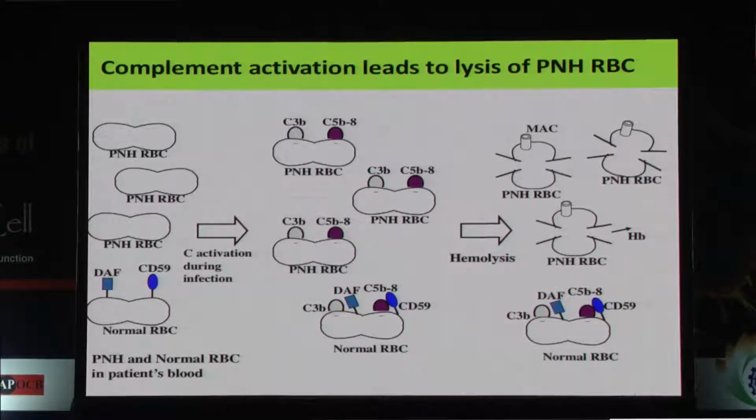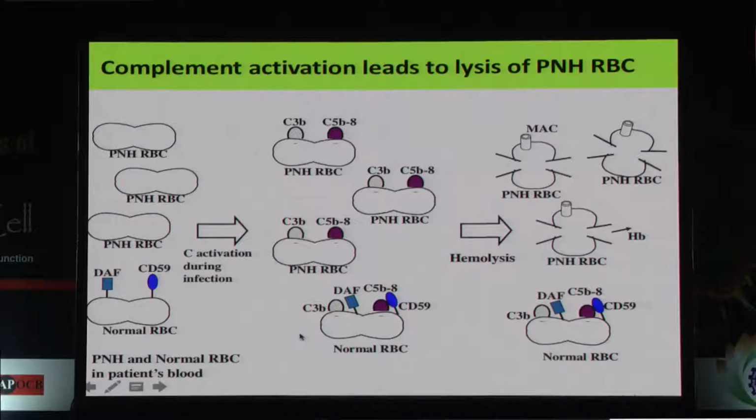And this illustrates how intravascular hemolysis occurs. See, the patient's blood is a mosaic. They have the normal cell population and the GPI-deficient cell population. The PNH cells don't express DAF and CD59. And when the patients get an infection, for example, complement is activated in the body, and some of the activated complement fragments become bound to the red cell surface.